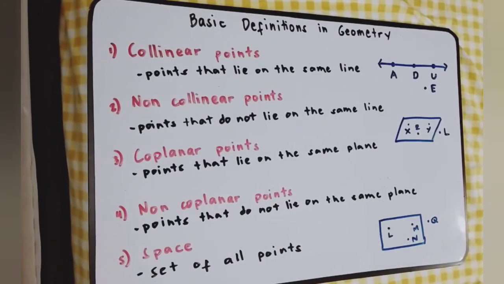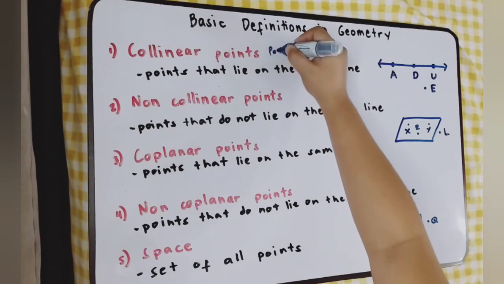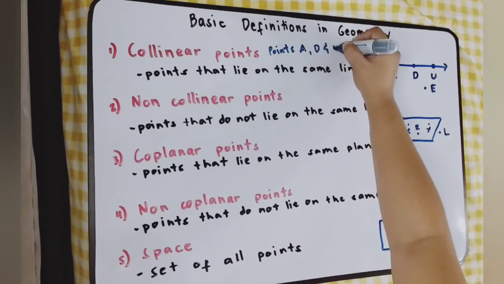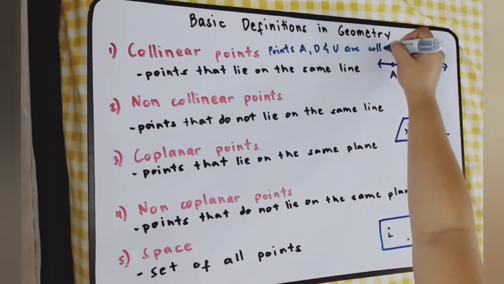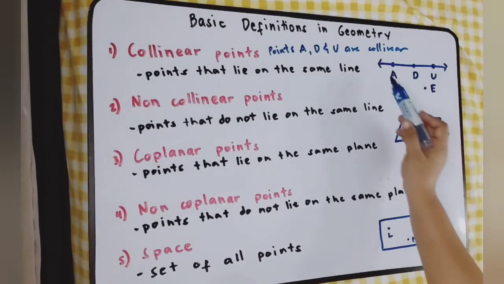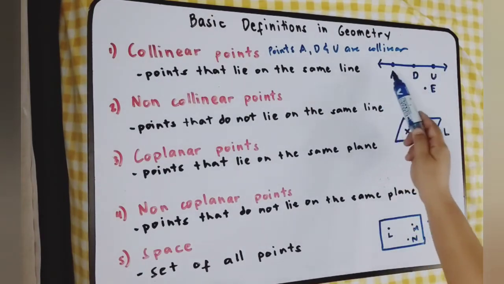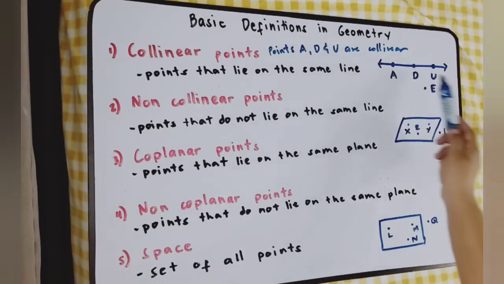We also have the basic definitions in geometry. Okay, the first one is the collinear points. So collinear points are simply points that lie on the same line. So let's say in this given figure, we can say that points A, D, and U are collinear. Why? Because they lie on the same line. Okay? Pag collinear points, makikita nyo yung points na yon, yung mga points sa iisang line.